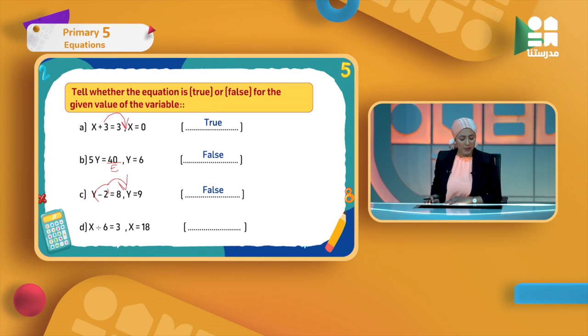Another example here, x divided by 6 is equal to 3. Is x equals to 18? Let's see. هنا x divided by 6, so divided by 6 will go the other side by an inverse operation or the opposite sign. So it will be 3 times 6. So x will be 18 because 3 times 6 is 18. So this one is true.